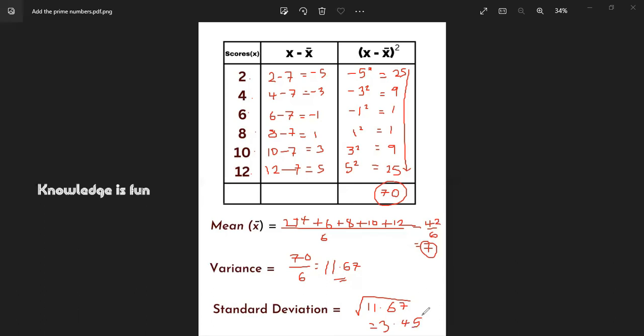It is very simple. Now you can solve yours any way, but trust me, this is the simplest way to find the variance and standard deviation of a group of data or a set of data.